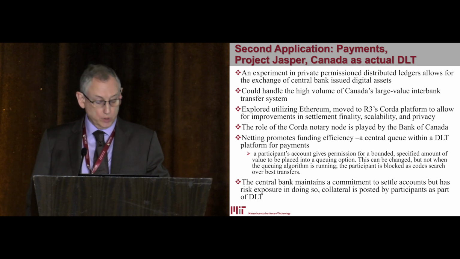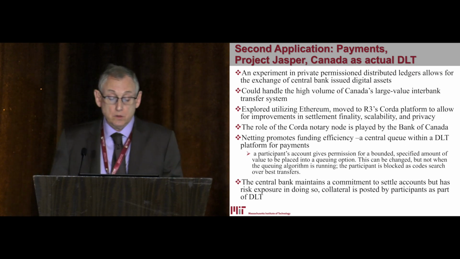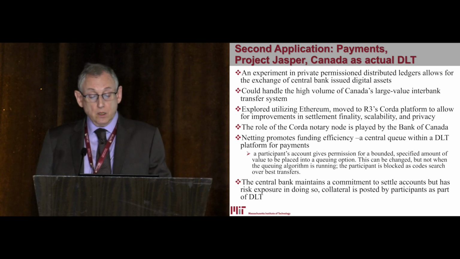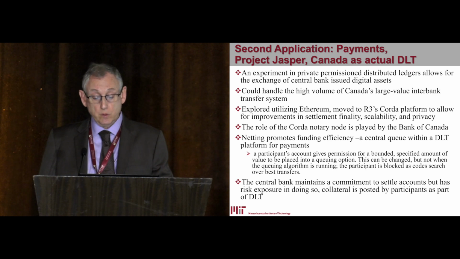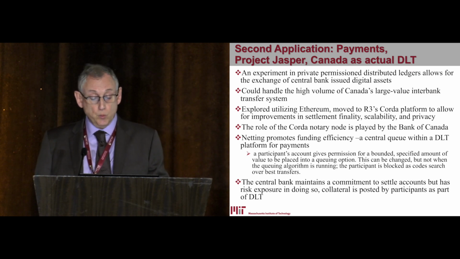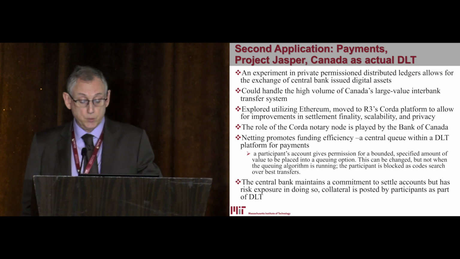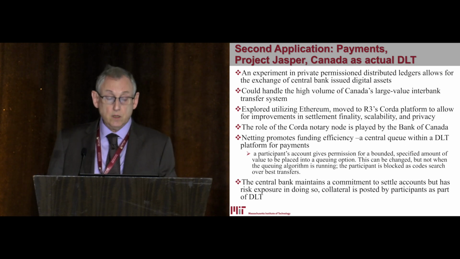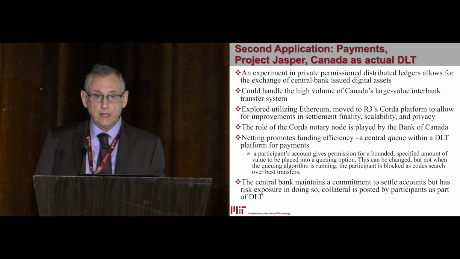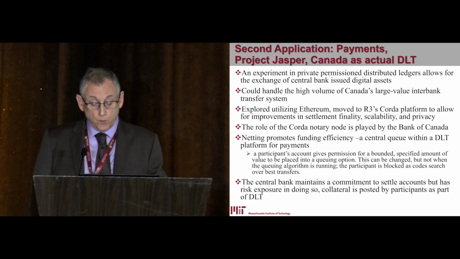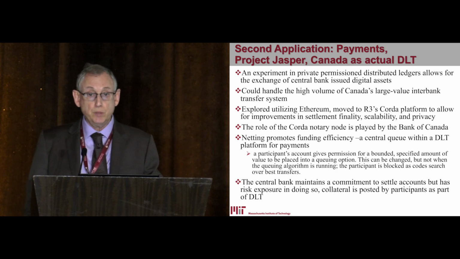Now I want to talk briefly about financial innovation in payments. Going back to a developed country, Canada implemented a payment system as a distributed ledger, as an experiment, to see whether it would work for high-value payments among commercial banks. They explored using Ethereum, but eventually moved to Corda to allow improvements in finality, scalability, and privacy. The role of the unique notary in Corda was played by the Bank of Canada, and the netting promoted funding efficiently and allowed, in the program of the smart contract, a central queue that allowed an account for a specified bounded amount of value to be placed in a queuing option.